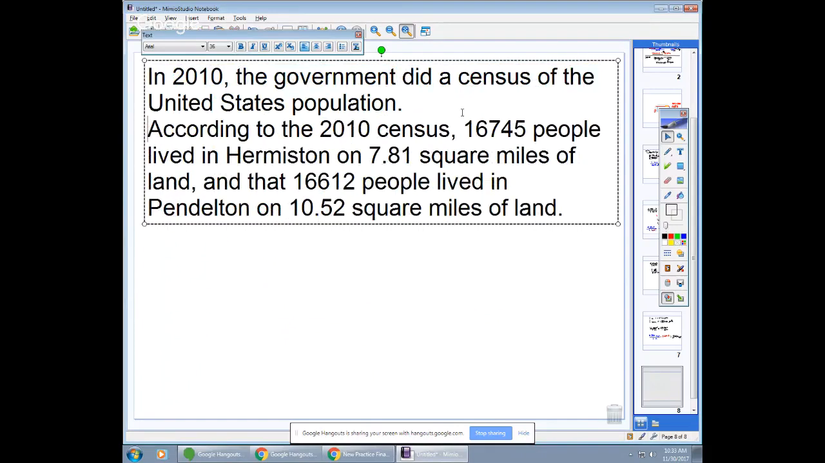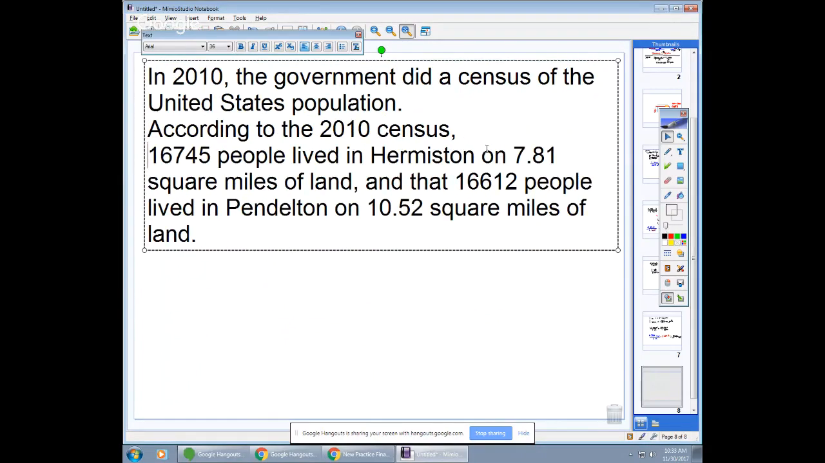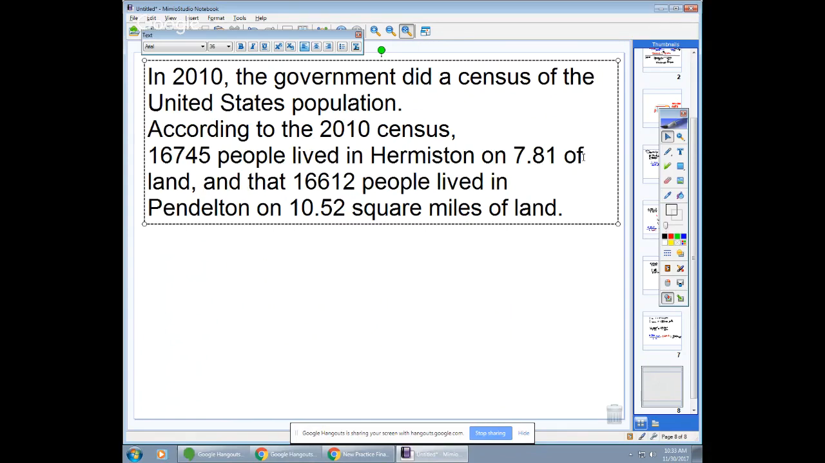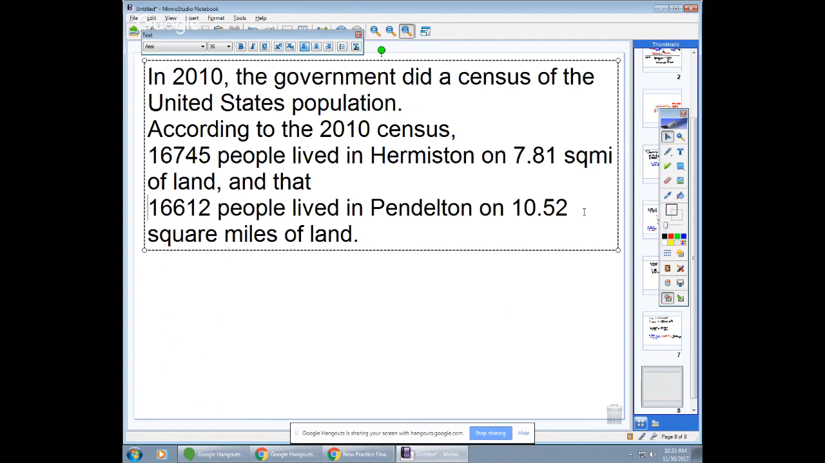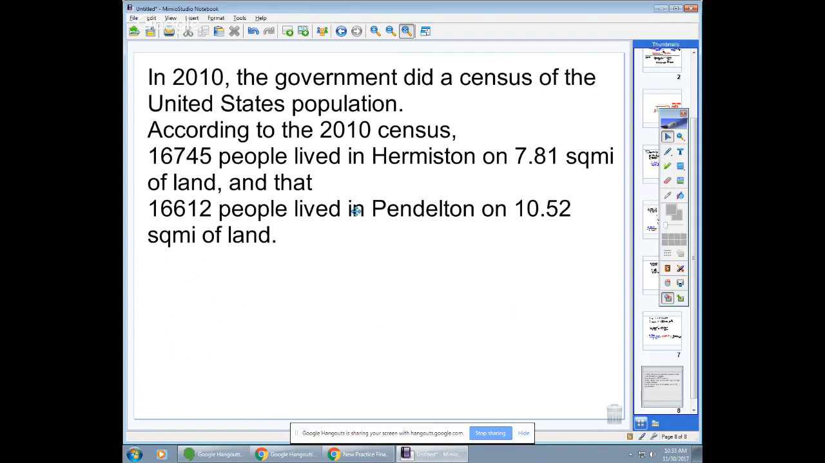According to the 2002 census, in Hermiston there were 16,745 people on 7.1 square miles. And in Pendleton, we've got 16,612 people on 10.52 square miles. What I'd like you to do is find the population density of each of these cities. So whip out a calculator, calculate the population densities. What do we get?